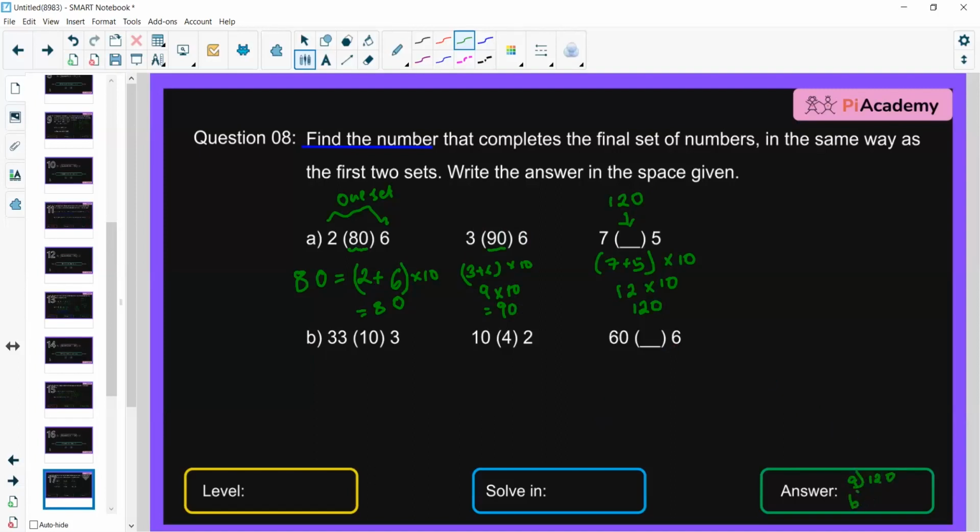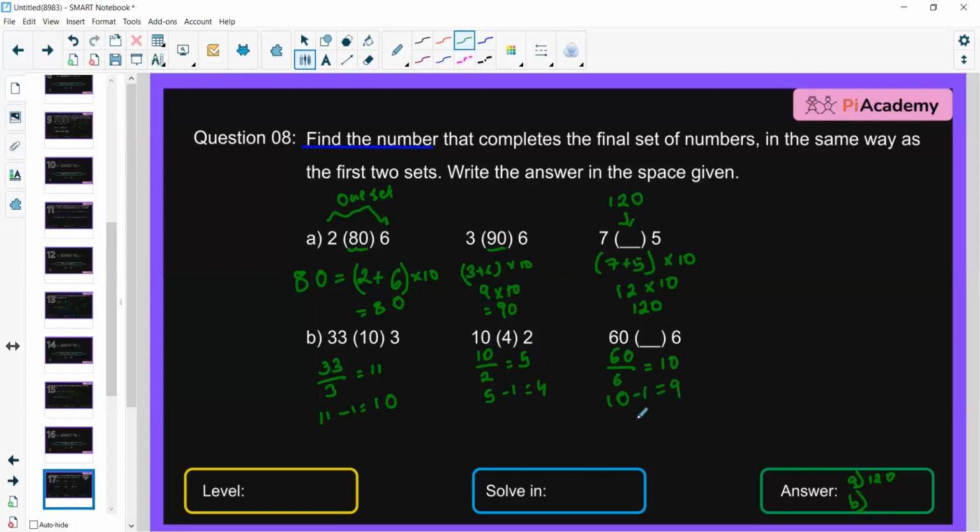So let me check out B. What is happening in B? I got 33, I got 3, and in between I got 10. Anyone can help me break down this rule? Yes, Tejas? So first, if you do 33 divided by 3, that equals 11. And if you minus 1 from 11, it will be 10. And if you do the same, 10 divided by 2 is 5, minus 1, 4. So if you do 60 divided by 6, 10 minus 1, the answer is 9.